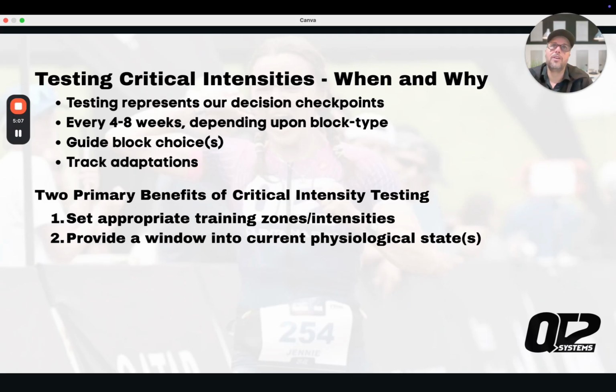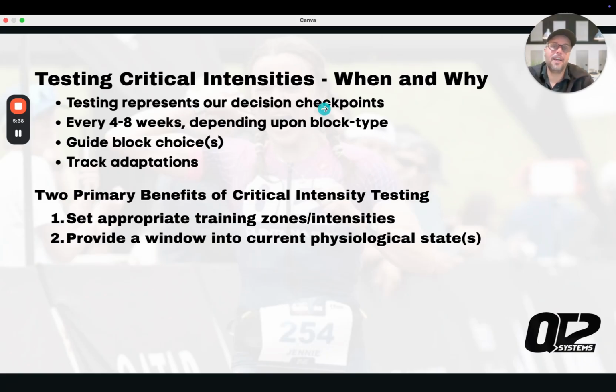Too many training programs oftentimes try to hit everything. A lot of those times, there are resources being spent trying to train energy systems that don't need development, when there are other energy systems that could use a lot of development but aren't getting those resources because we're using such a broad brush approach. So the QT 2.0 block periodization model aims to target the athlete's specific needs.